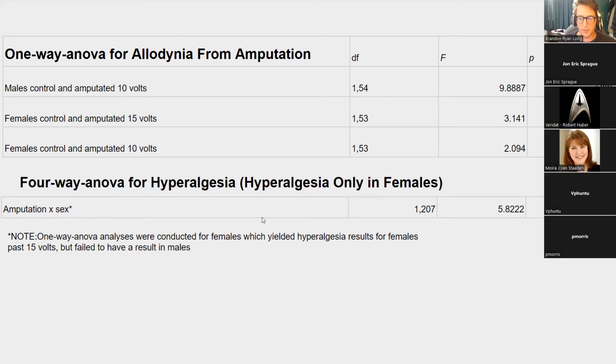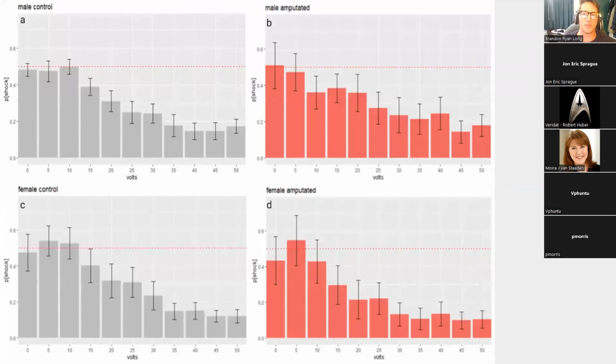To picture how this looks, this is how the data is going to be looking. On the x-axis here, we have volts. On the y-axis, we have the probability of shock. So the higher the bar, the more they prefer the shock side. The lower the bar, the less they prefer the shock side. As it goes down, you can see how it trends down with the increase of voltage. Sounds like it's exactly what you should expect. The more painful the stimuli, the less you should see them entertaining that stimuli.